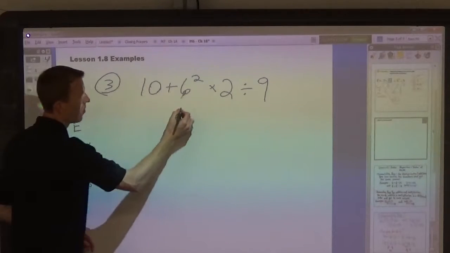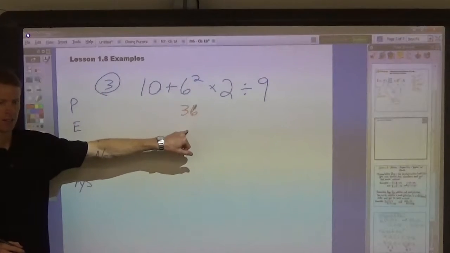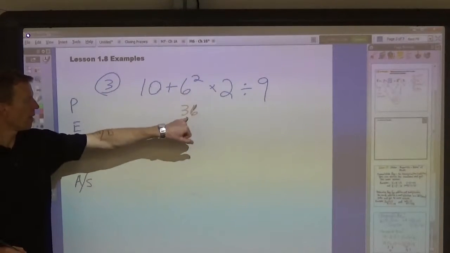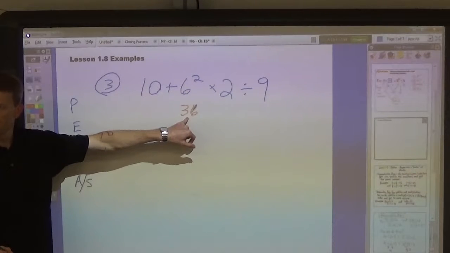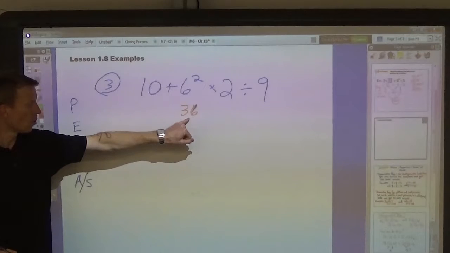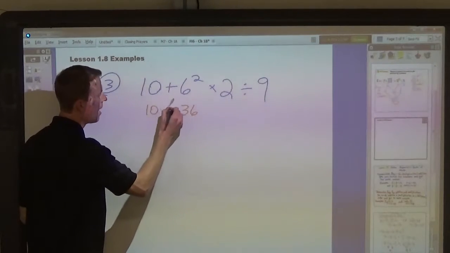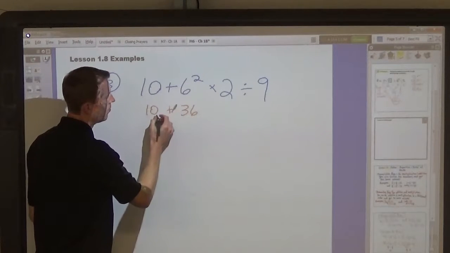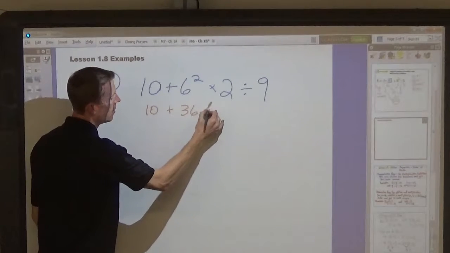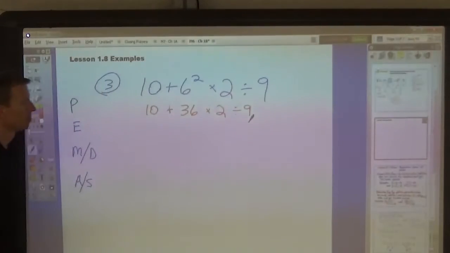Olivia? 36. 36, good. Write the answer underneath. And that way you know where that 36 came from. You can look above and see, oh yeah, 6 squared. So write the 36 underneath, and then bring down what's left. 10 plus 36 times 2 divided by 9. Okay? So, the exponents are done.